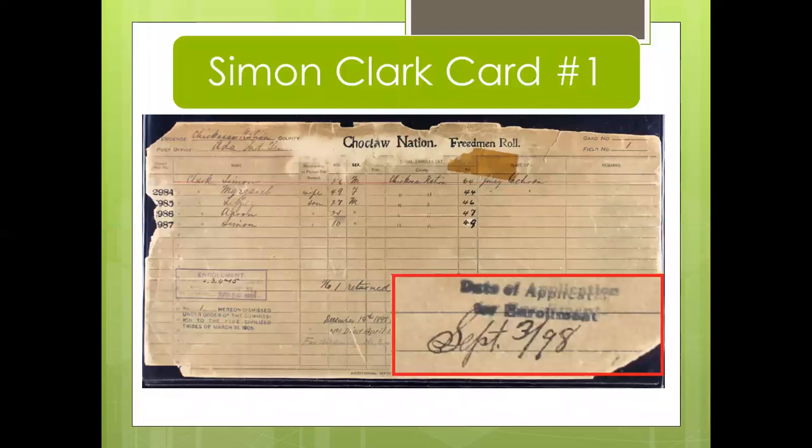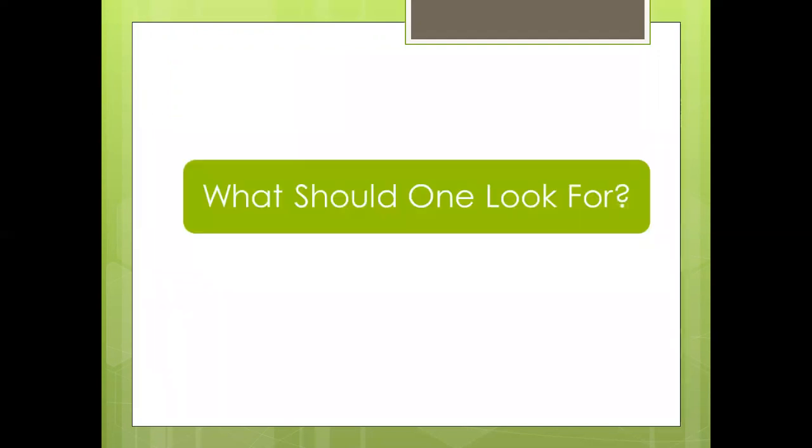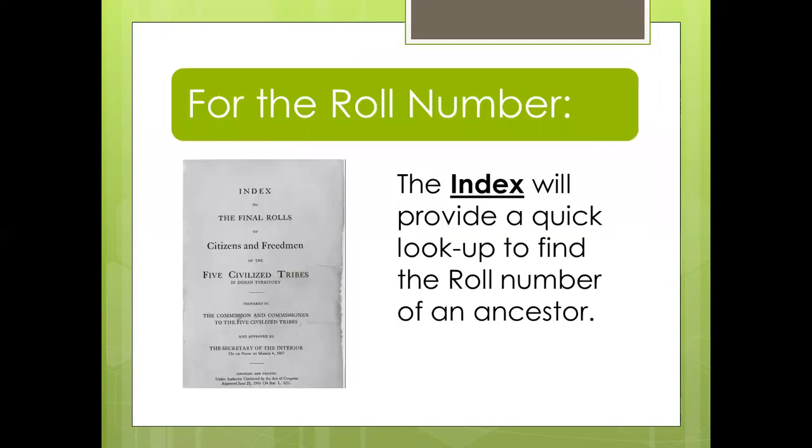You see, however, he also applied in 1898, September 3rd to be exact. With Amelia Folsom, she applied in April 1899, several months after Simon Clark applied. So the question does arise: what should one look for? Well, both are important, to be honest.